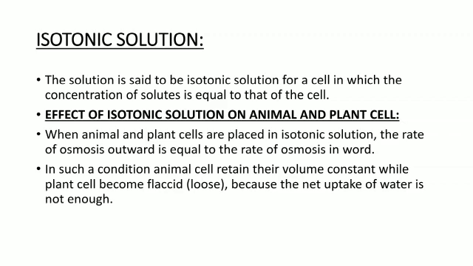In such conditions, the animal cell will retain its volume constant, while the plant cell becomes flaccid. It will become loose because the net uptake of water is not enough, and we know that the plant cell requires a high amount of water. Because of the lack of water, the plant cell will become flaccid, will become loosened.